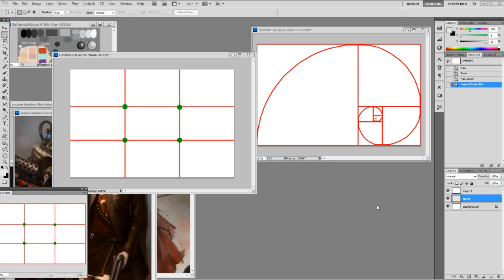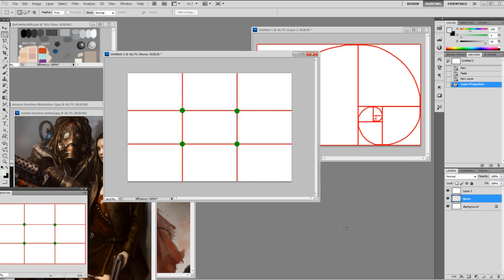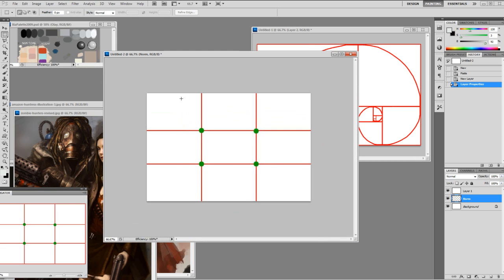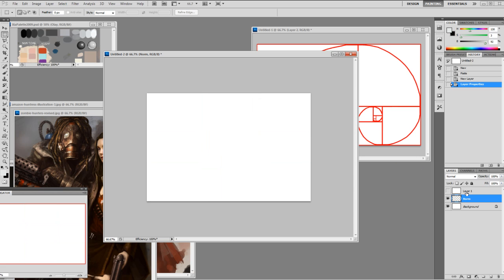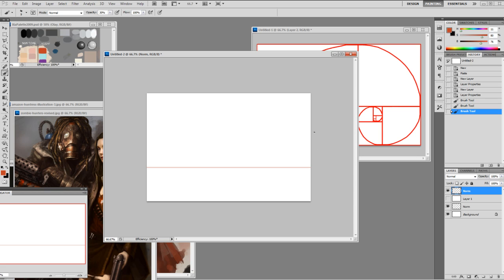So what do I mean by rule of thirds in composition? Rule of thirds means you divide your image into three sections. Before we start drawing or painting, say you're going to do a landscape, then you divide your canvas into three sections, evenly. Suppose this is even.